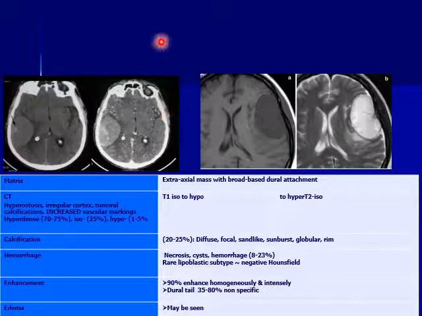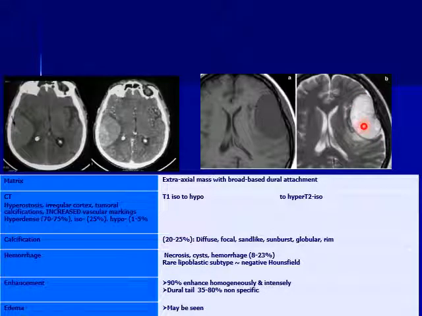To remember meningioma, it is usually slightly hyperdense on CT. It may show calcification. On T1, it is more or less slightly hypointense or isointense to the cortex. On T2, it is usually isointense to the cortex or slightly hyperintense. It presents as an extraaxial lesion, and of course you know how to differentiate extra- from intraaxial lesions.